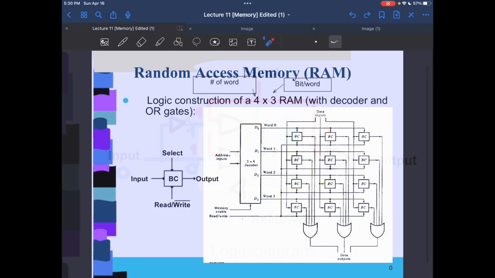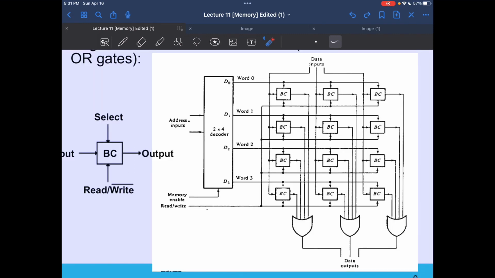See the construction of 4 into 3 RAM. 4 into 3 RAM means 4 is a number of words, 3 is a bit per word. If we take a look at the binary cell, the block diagram of binary cell consists of read and write, output, select, and the input. If there are 4 number of words, from the decoder, we will have 4 output lines, which is 2 to the power k.